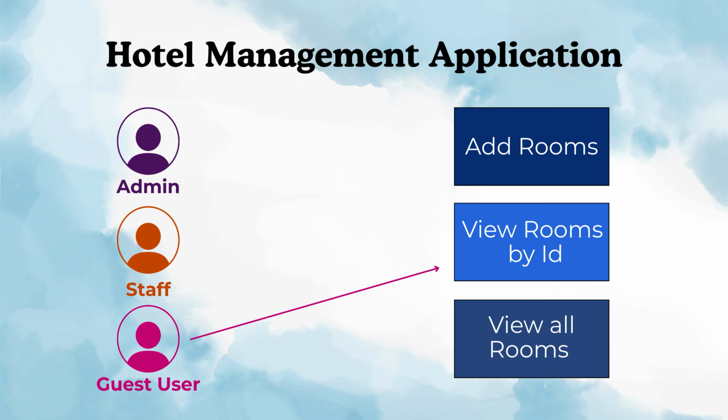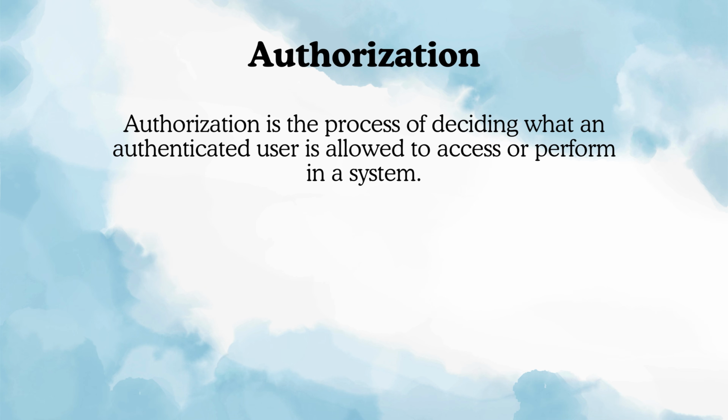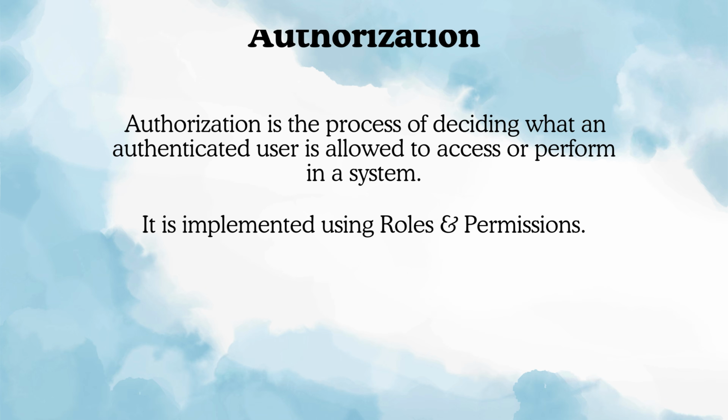Now here's the important part. All these users are already logged in, which means they are authenticated. But even after authentication, they don't have full access to everything. This is what authorization is. In Spring Security, we implement authorization using roles and permissions, deciding who can access what. So let's learn how to implement it.